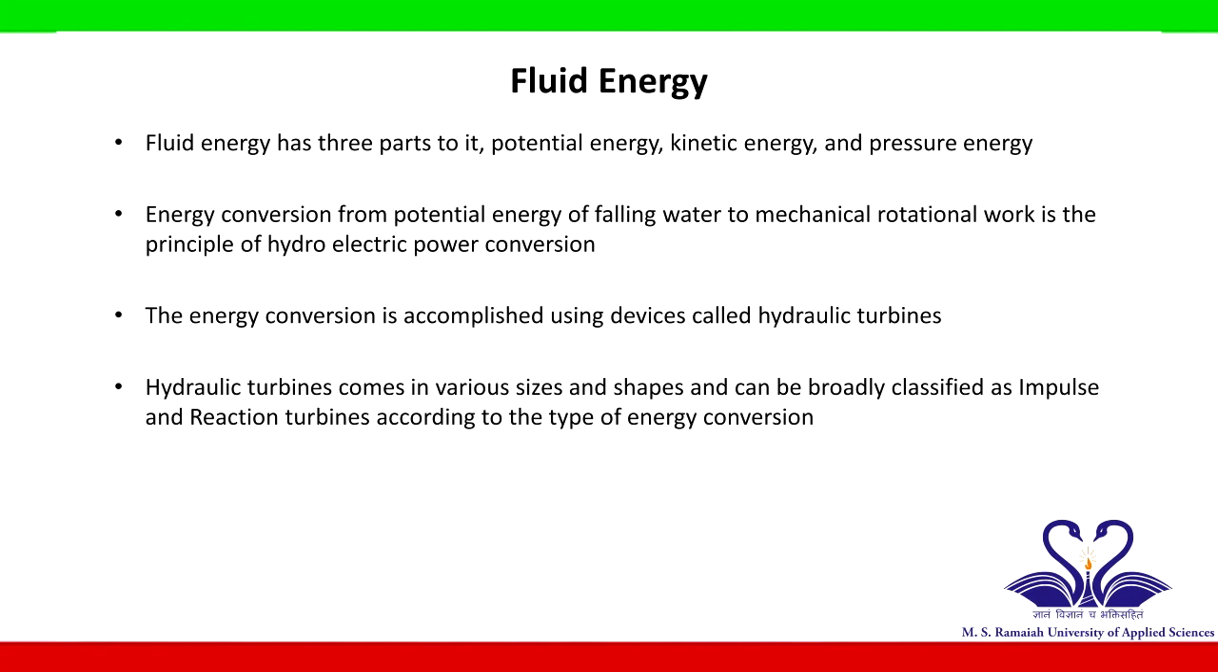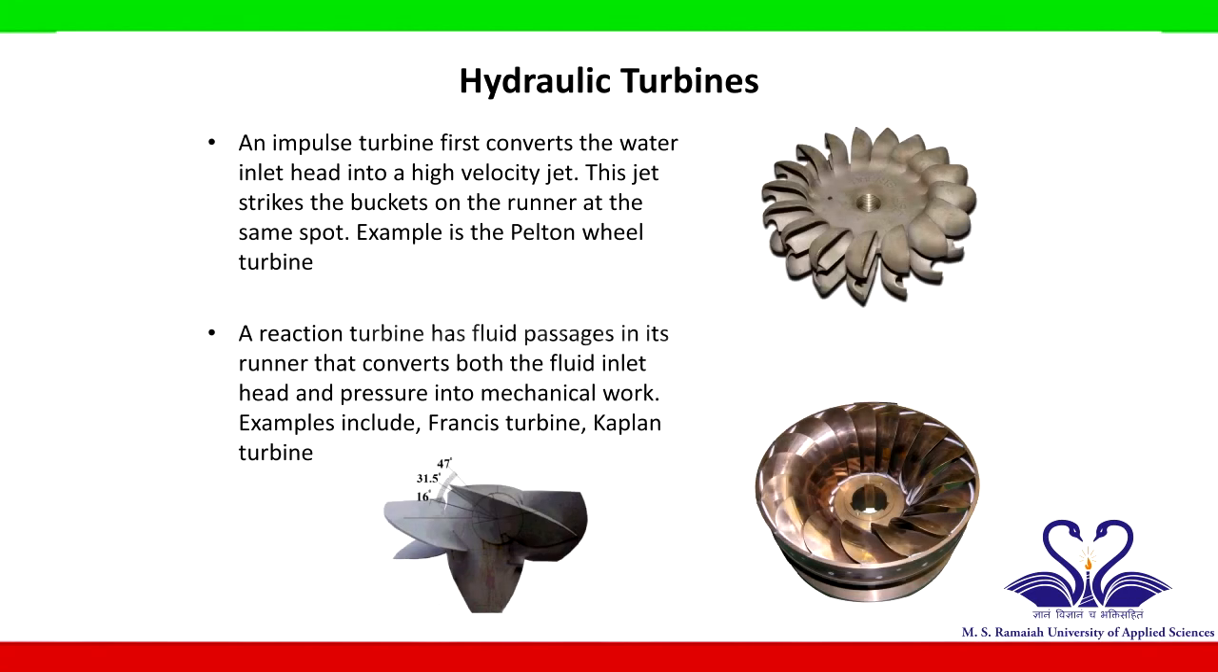Hydraulic turbines come in various sizes and shapes and can be broadly classified as impulse and reaction turbines according to the type of energy conversion. An impulse turbine first converts the water inlet head into a high velocity jet. This jet strikes the buckets on the runner at the same spot. Example is the Pelton wheel turbine. In an impulse turbine, the pressure of water at inlet, turbine blades and outlet is at atmospheric pressure.